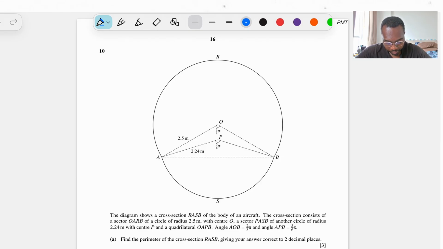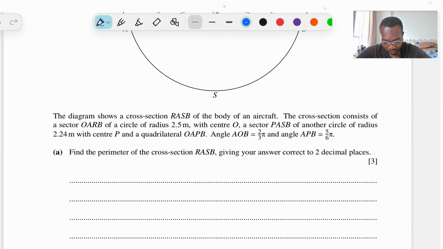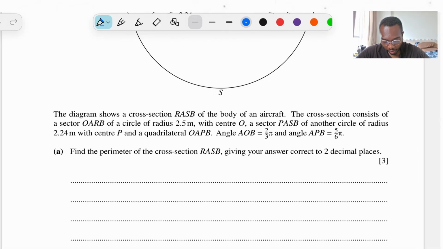Okay, we have this diagram here, cross section RASB of an aircraft. We're told the cross section consists of a sector OARB, a circle with radius 2.5 meters with center O. Sector PASB, another circle with radius 2.24 with center P. The quadrilateral OAPB, angle OAB is 2 over 3 pi, angle APB is 5 over 6 pi. And we need to find the perimeter of the cross section RASB, giving our answer to 2 decimal places.